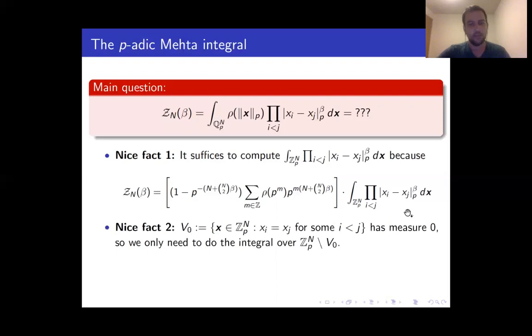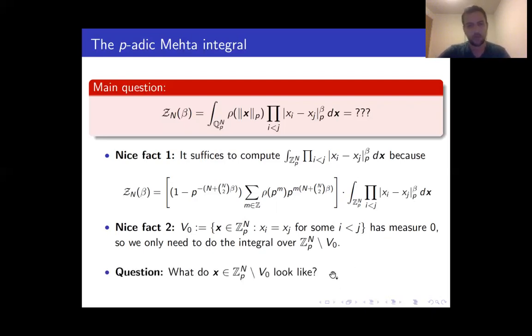Nice fact 2 is if we look at the subset of Zp to the n, so we're now looking inside our integration domain. If we look at the places where any of the entries in this tuple are equal, that actually has measure 0. And that is very much like the case in Rn. This is really fortunate because when we integrate over this, so if we take Zp to the n and remove V0, it's not going to affect the value of this integral.